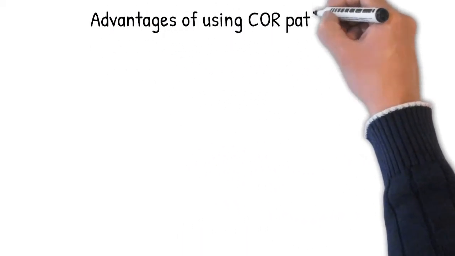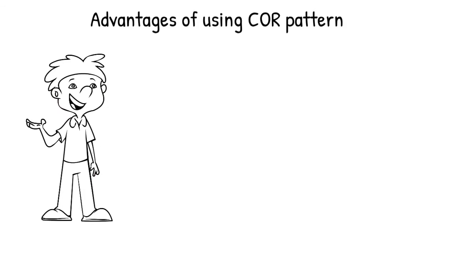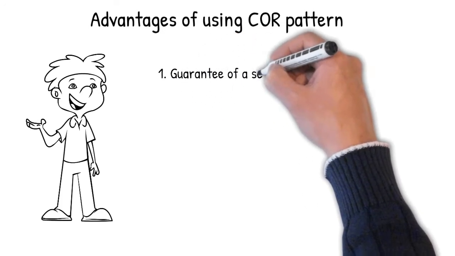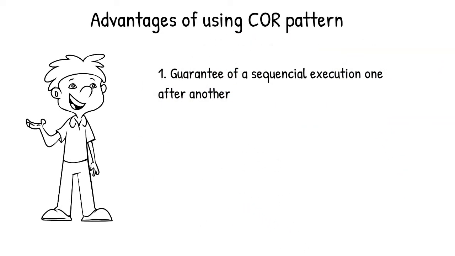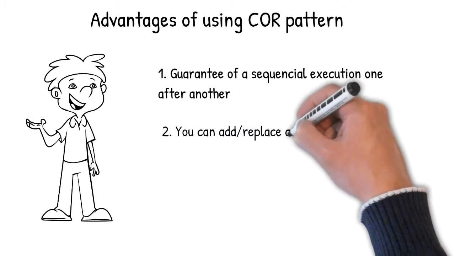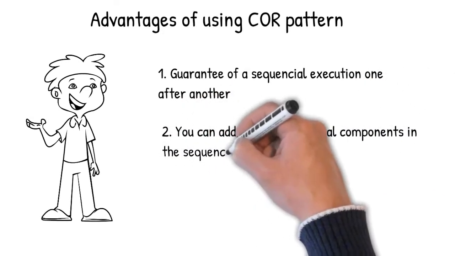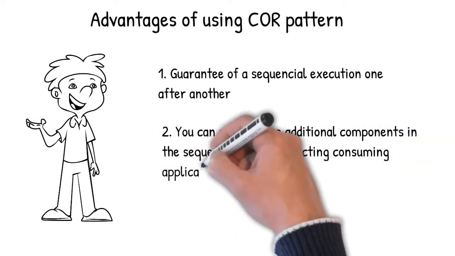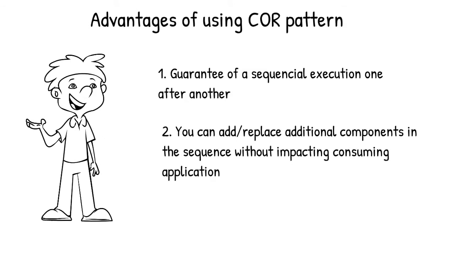Now let's take a moment to note down the advantages of using the chain of responsibility pattern. First one, this pattern has a guarantee of executing steps in a given sequence. Secondly, you can add or even replace one or more components in the sequence without impacting the consuming application. Like for our current example, you can add more rounds in the interview panel and the consuming application will not be impacted at all.